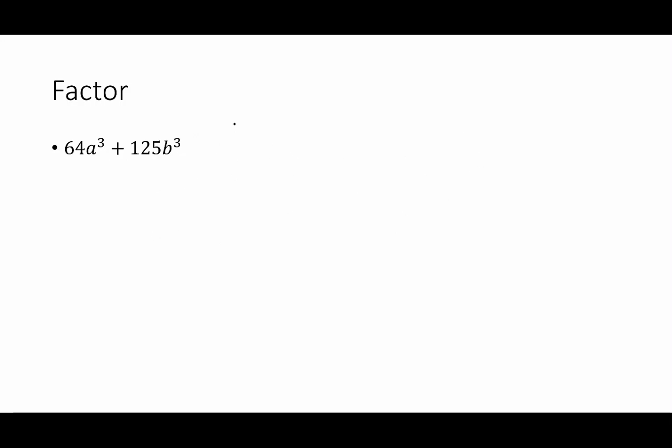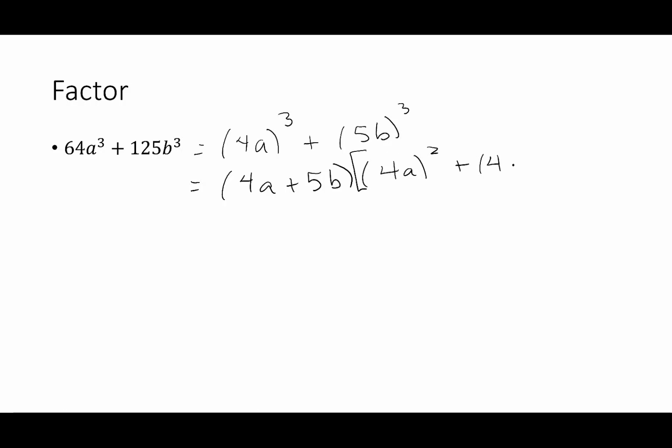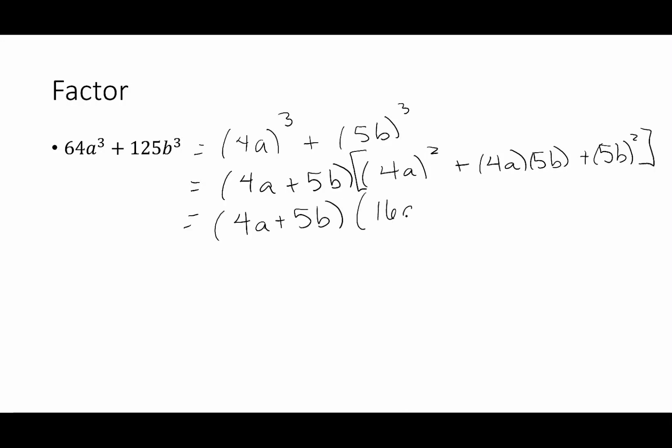Let's try 64a cubed plus 125b cubed. Our first step is to rewrite it. 64a cubed can be expressed as 4a cubed. 125b cubed is 5b cubed. So we go back to our pattern. We start with 4a plus 5b. Then I have 4a squared plus 4a times 5b plus 5b squared. We can simplify that to 4a plus 5b times 16a squared plus 20ab plus 25b squared.